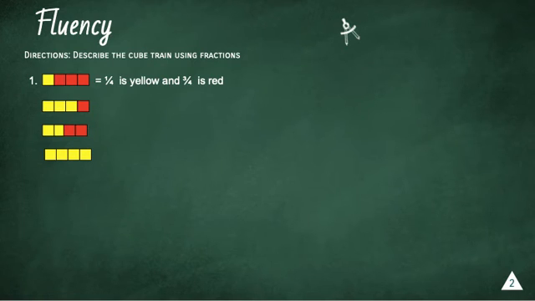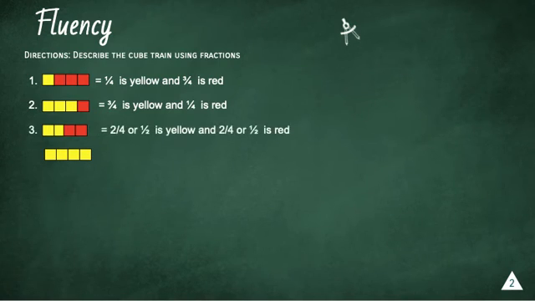Let's look at the next one. There are 3 yellow cubes and 1 red cube. If you guess that 3/4 is yellow and 1/4 is red, you are correct. Let's look at number 3. There are 2 yellow cubes and 2 red cubes. If you guessed 2/4 or 1/2 is yellow and 2/4 or 1/2 is red, you are correct.